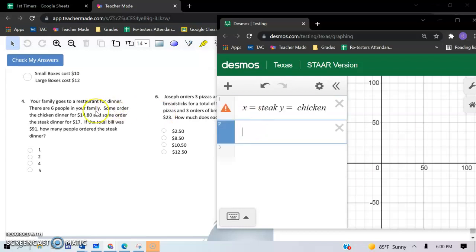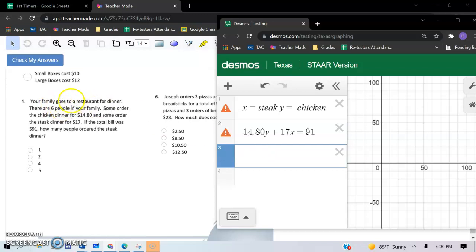So now let's start doing this. Some ordered the chicken dinner, so it's $14.80 for chicken, plus steak dinner, 17x. They paid money. So the bill was for $91. Now look at how many people were in the family. 6. We don't know how many ordered steaks. We don't know how many ordered chicken, but we know that there were 6 orders placed.